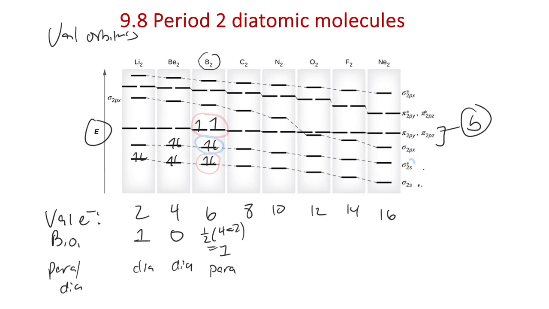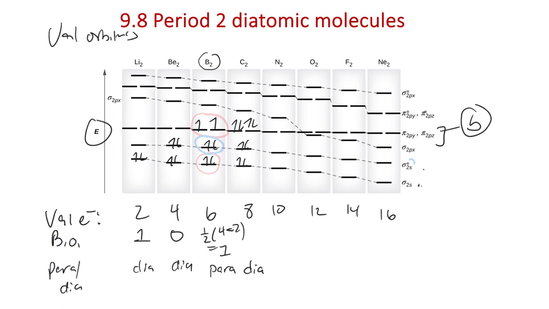All right, let's push past to C2. So C2, we're putting 8 electrons in. It's just 2, 4, 6, and then 8 electrons. So now we go back to having a diamagnetic molecule. And then C2, it's actually kind of interesting.